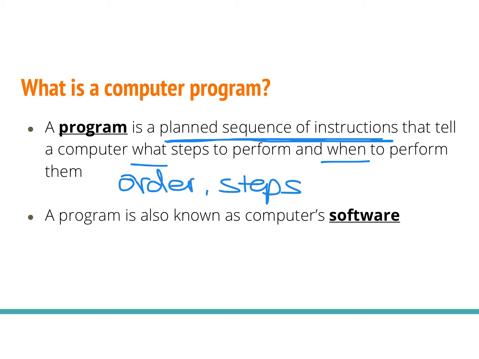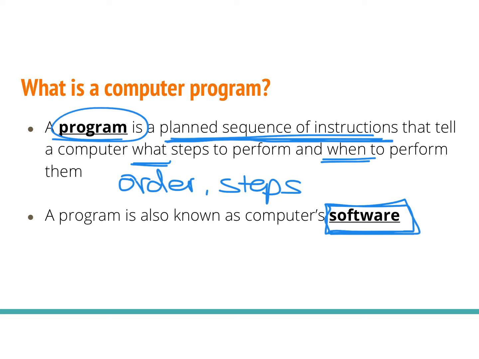Now, computer programs are also known as software. So you've probably heard of hardware and software. Hardware are the actual hard physical components of your computer, and software are the programs that you actually put onto your computer that you run. So programs, as I said, are planned sequences of instructions that tell your computer what to do and when.